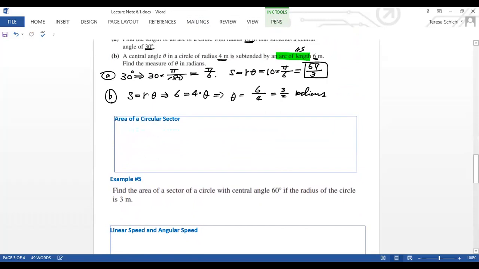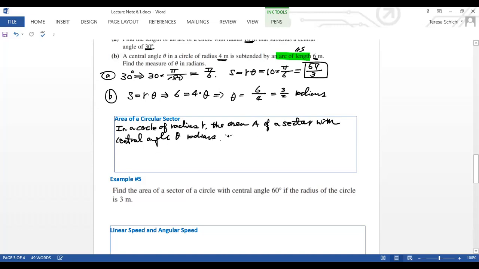Now let's take a look at the area of circular sectors. We say in a circle of radius r, the area A of a sector with a central angle of theta radians is, by our formula, one half r squared theta.